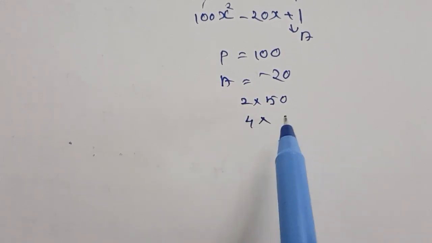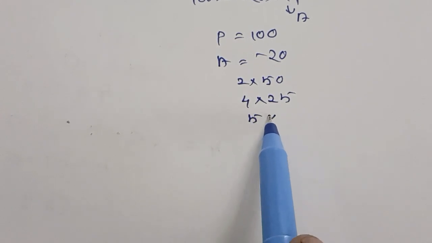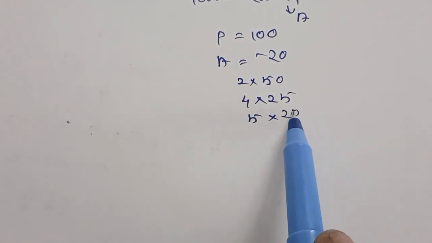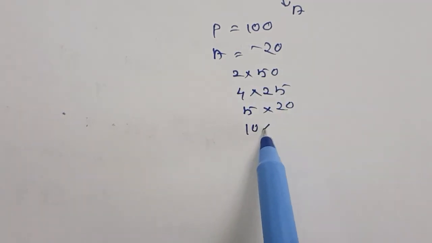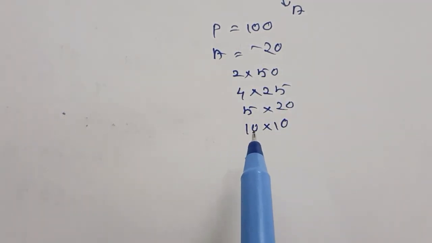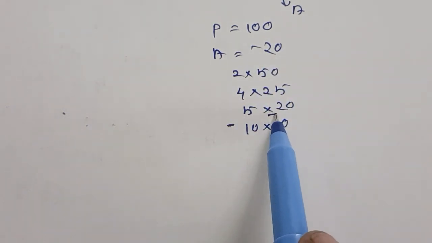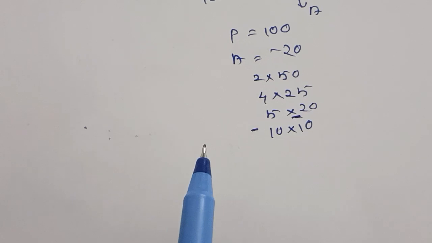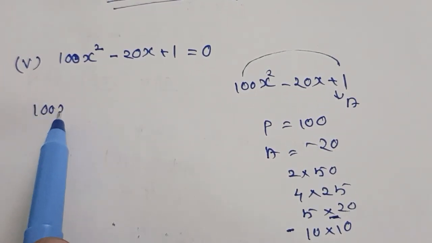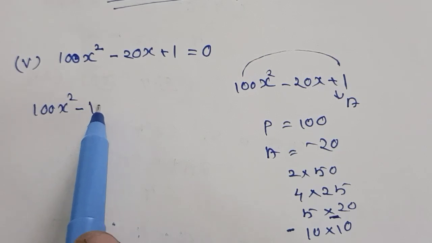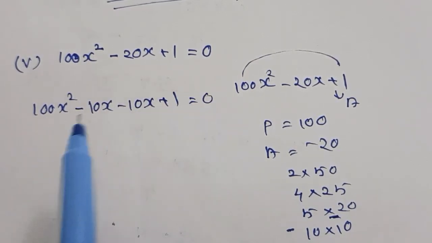4 into 25 gives 100. It will become 29. 5 into 20, 25, but we have to get minus 20. So it is 10 into 10. 10 into 10 equal to 100. 10 plus 10 equal to 20. So since we have to get minus 20, the signs will be minus 10 and minus 10 respectively. Okay. Now factorizing, we get 100x square, by splitting the middle term, 20x will become minus 10x minus 10x plus 1 equal to 0.